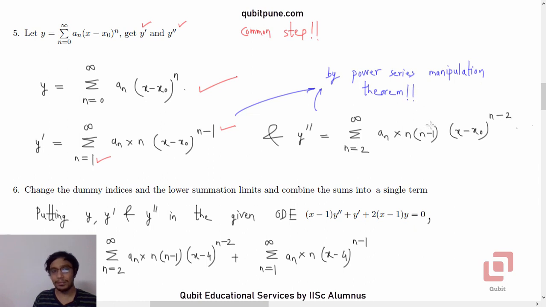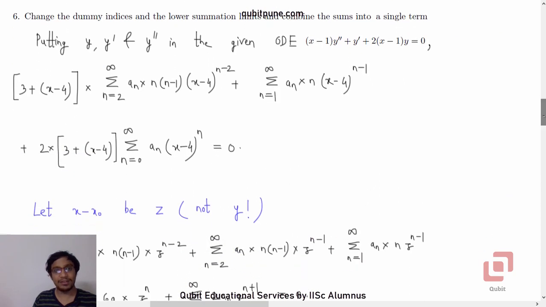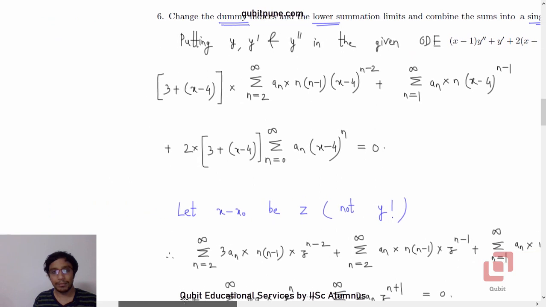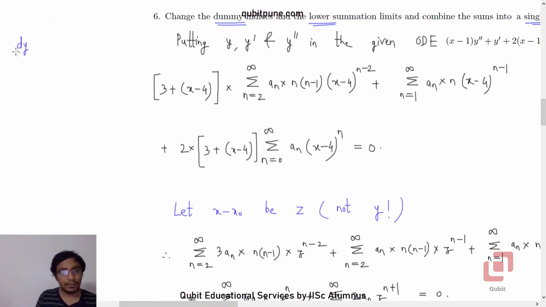Okay, which we have seen in the previous session. Now our next job, and this is the crucial step, is to change the dummy indices or dummy variables and the lower summation limits. We have to change them and combine the sums into a single term, and this is what we did when we solved the problem dy by dx plus y equal to 0.